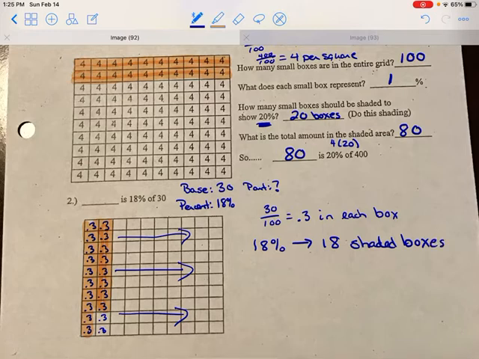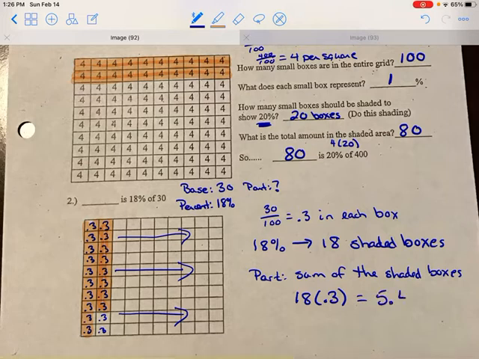So your percentage always gives you the number of shaded boxes. So your part will always be the sum of the shaded boxes. Okay, so basically you found that 1% is 0.3, so 18% should be 18 times 0.3. Right, so 18 boxes shaded at 0.3 each, and if you multiply that out, that comes out to be 5.4. All right, so that answers our question. 5.4 is 18% of 30.